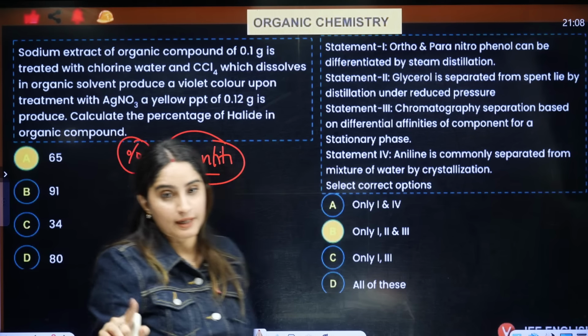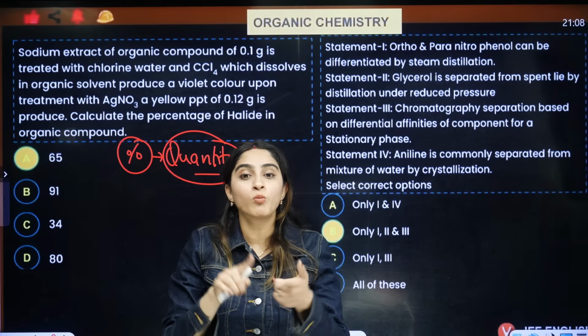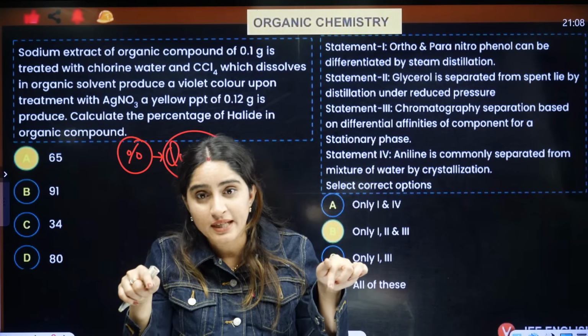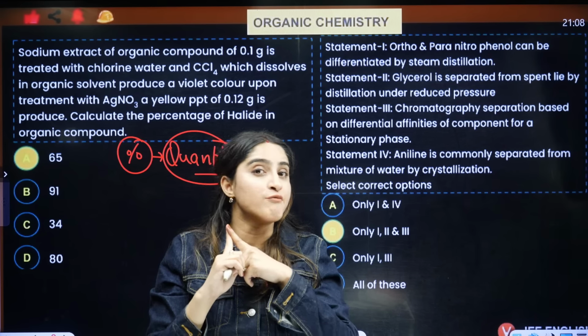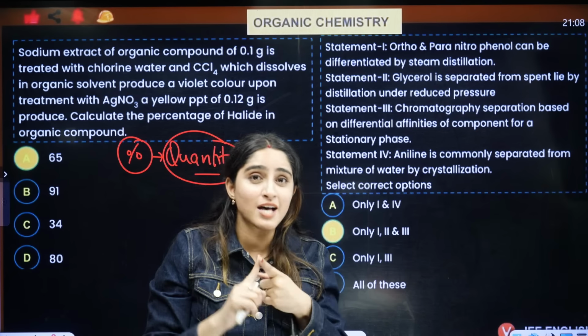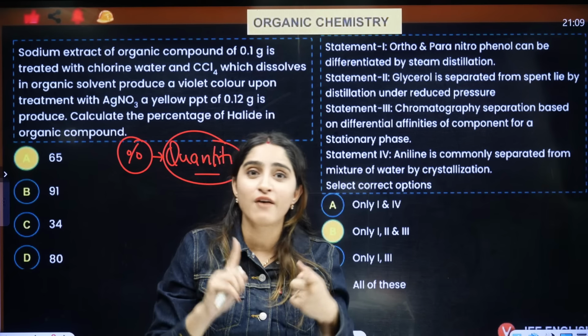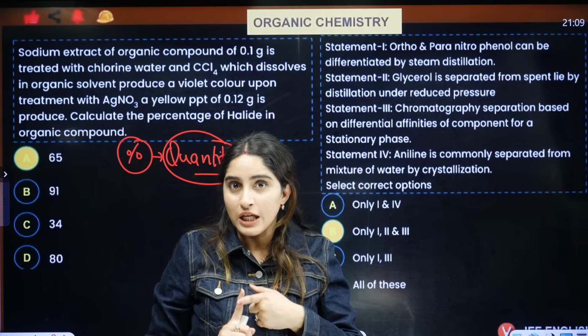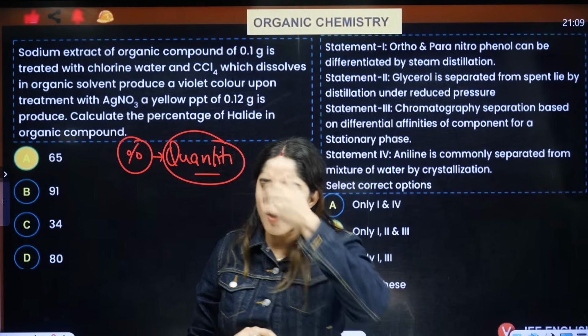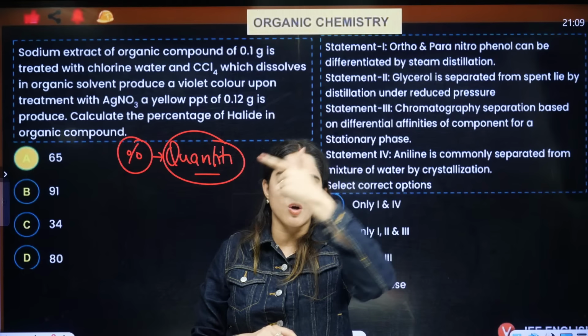Very, very important. Carius method, Dumas method, write it down everybody. Dumas method they have not asked till now. They have asked percentage of sulfur, they have asked percentage of Ag. I think percentage of Ag, I have seen three questions on that. This is percentage of Ag.